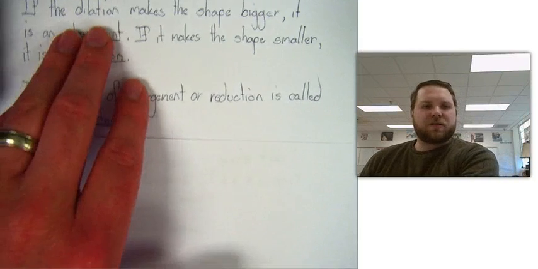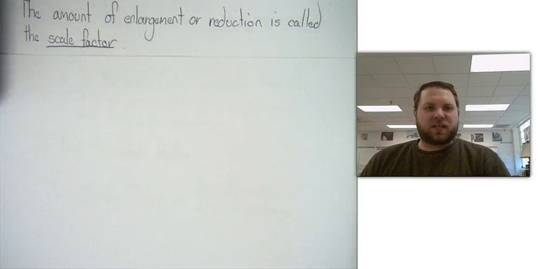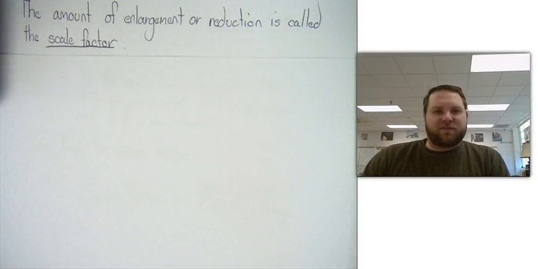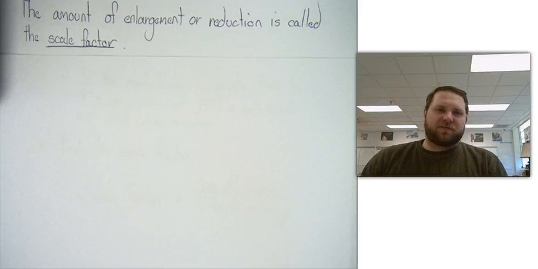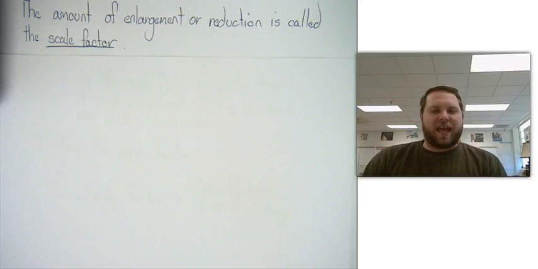And the amount that the dilation changes the size is what we call the scale factor. And the scale factor is pretty easy if you just make sure to common sense this out. If we dilate something so that it's 2 times bigger than it used to be, the scale factor is 2. If it's 3 times as big as it used to be, the scale factor is 3. For a reduction, we're looking for numbers that are between 0 and 1.